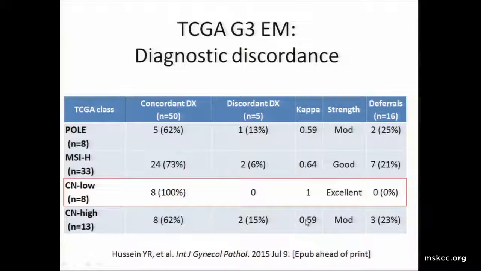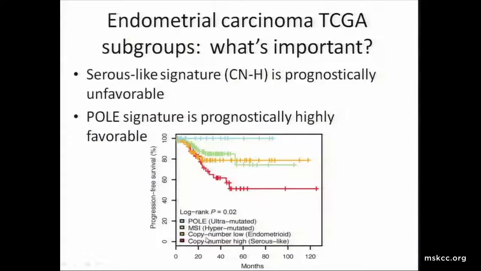And these data are going to be published in short order and are actually in the process of being validated by a combined cohort of patients from Vancouver and from New York. So what else is important about these TCGA-defined subgroups?